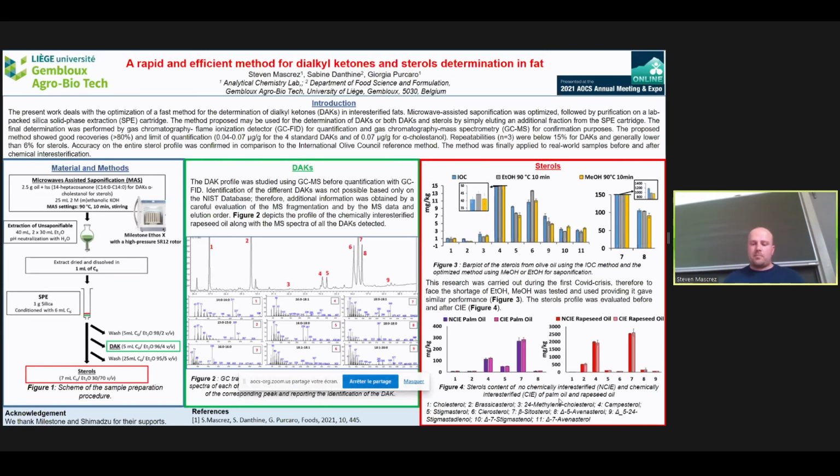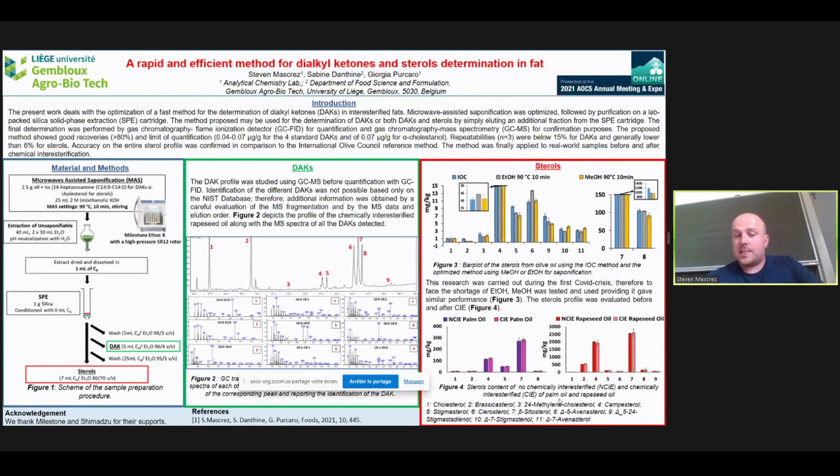As you can see in the materials and methods, we wanted to focus on two steps: the saponification and the purification of the unsaponifiable fraction. First, the saponification was realized by microwave to save solvent and time, and the heating is more efficient than classical boiling. Then a classical liquid-liquid extraction was made to extract the unsaponifiable fraction. This unsaponifiable fraction was then loaded on an SPE, and we separated the fraction of Dialkyl ketones and the sterols.